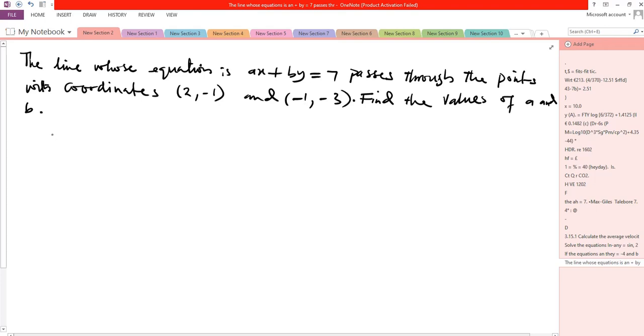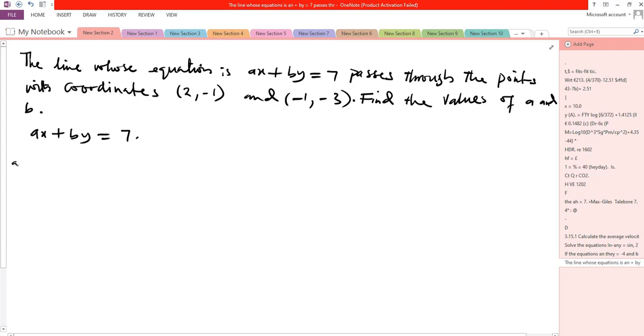The line whose equation is ax plus by equal to 7 passes through the points with coordinates x equal to 2, y equal to -1, and x equal to -1, y equal to -3. Find the value of a and b. So the equation is ax plus by equal to 7.